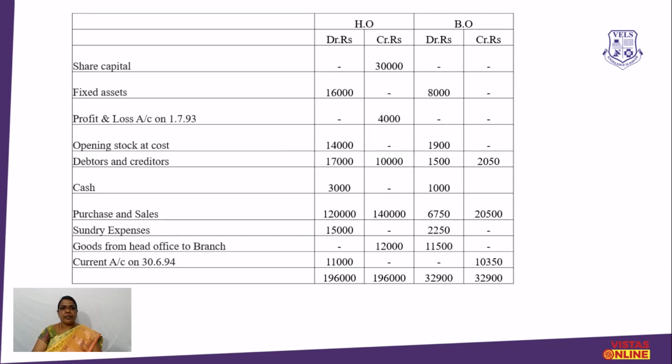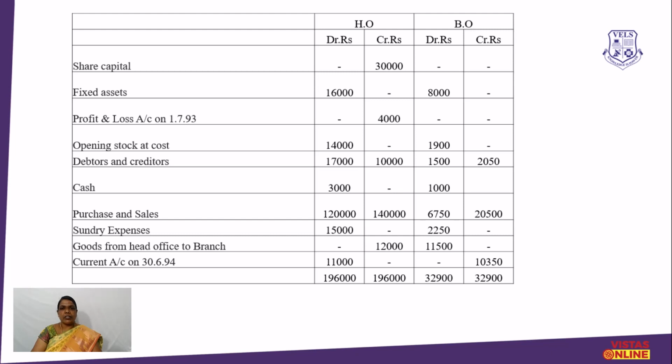In the question we can see the share capital, head office books and the branch office books. The credit balance, share capital 30,000 in the head office books, fixed asset 16,000 in the debit balance, then in the branch office 8,000. Profit and loss account as on 1/7/93, 4,000 in the head office books. Then the opening stock at cost 14,000 in the head office and 1,900 in the branch office.